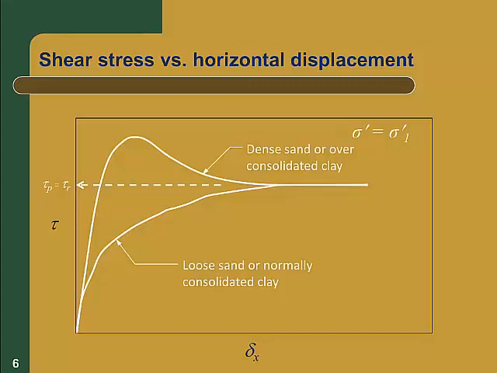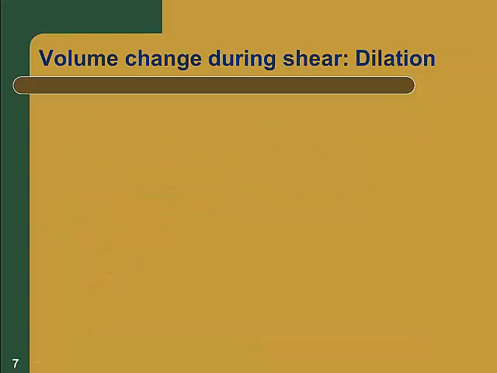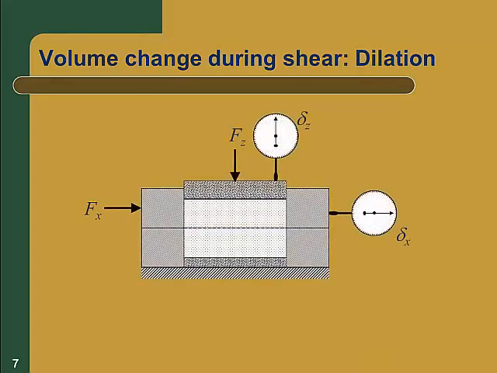Remember that the normal stress during a direct shear test remains constant. As we just described, the soil will usually change volume during the shearing process. We can measure this volume change in a direct shear test by observing the vertical displacement during testing. Because the cross-sectional area of the specimen does not change, any change in volume will generate a vertical displacement in the specimen.